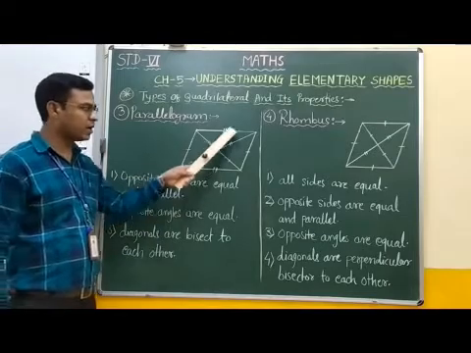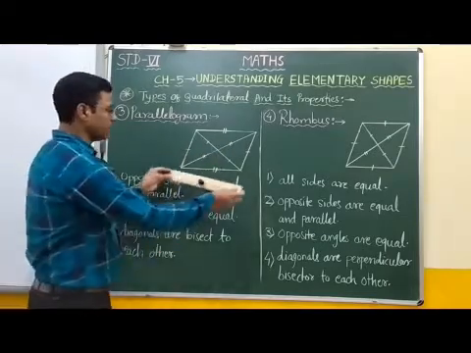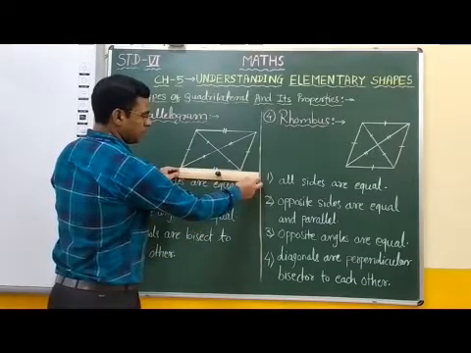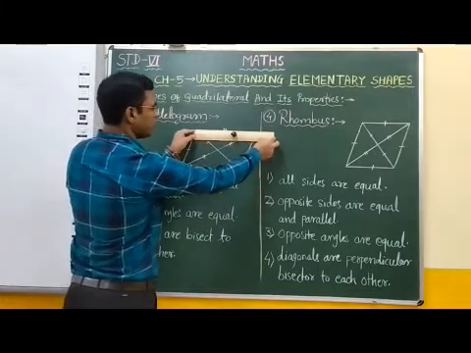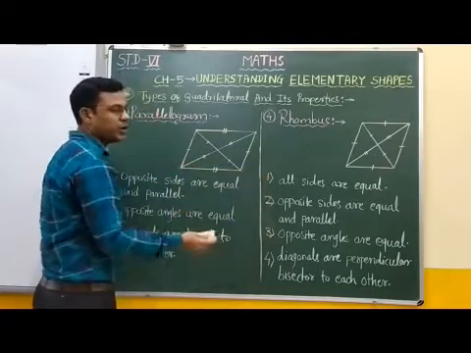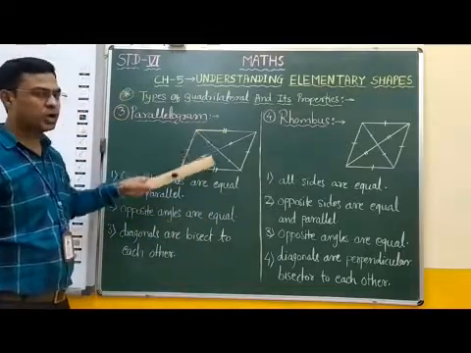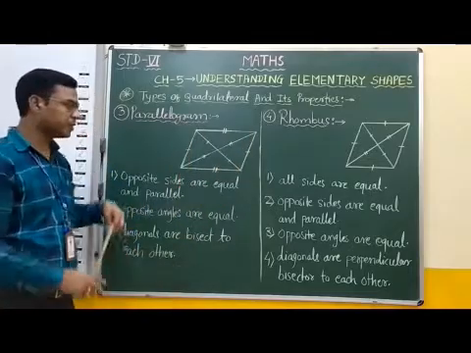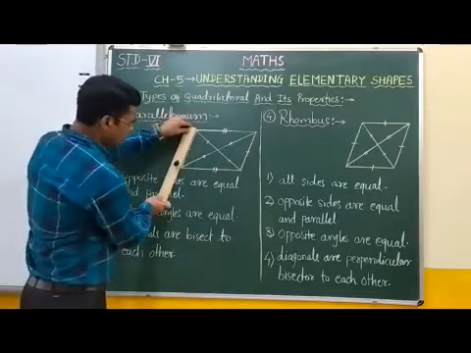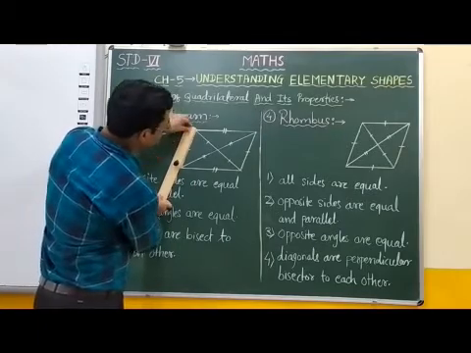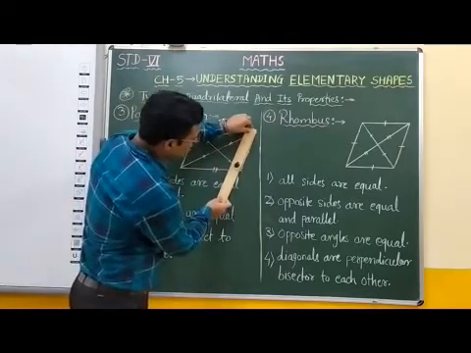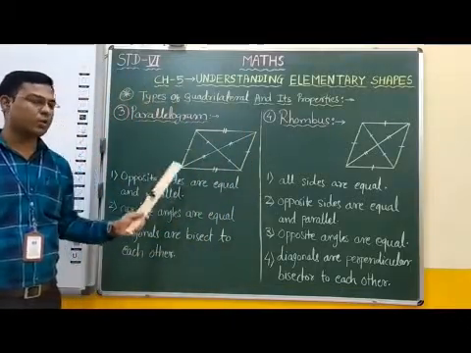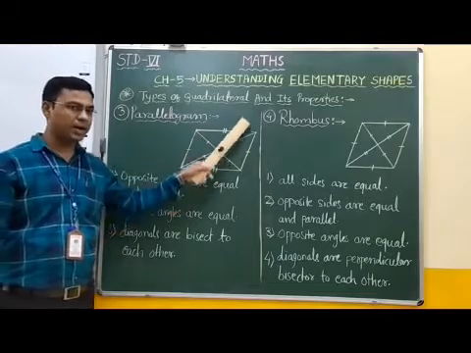These two sides are opposite sides. Therefore, we measure, that is 11.5, and this one is also 11.5. Therefore, these two opposite sides are equal and parallel. If you measure, this side is 8 centimeter and this side is also 8 centimeter. Therefore, these two opposite sides are also equal and they are parallel to each other.